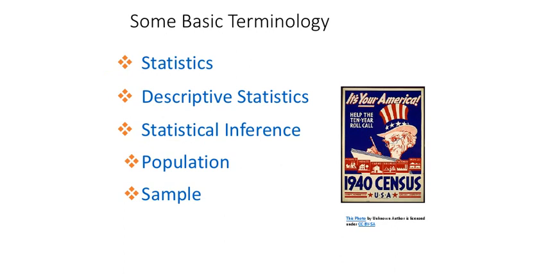So we're going to talk about basic terminology in Chapter 1, and this is where we start our Chapter 1 material. What are we going to talk about? Well, we want to talk about what is statistics. Are there different kinds of statistics? Populations and samples. What do those things mean?